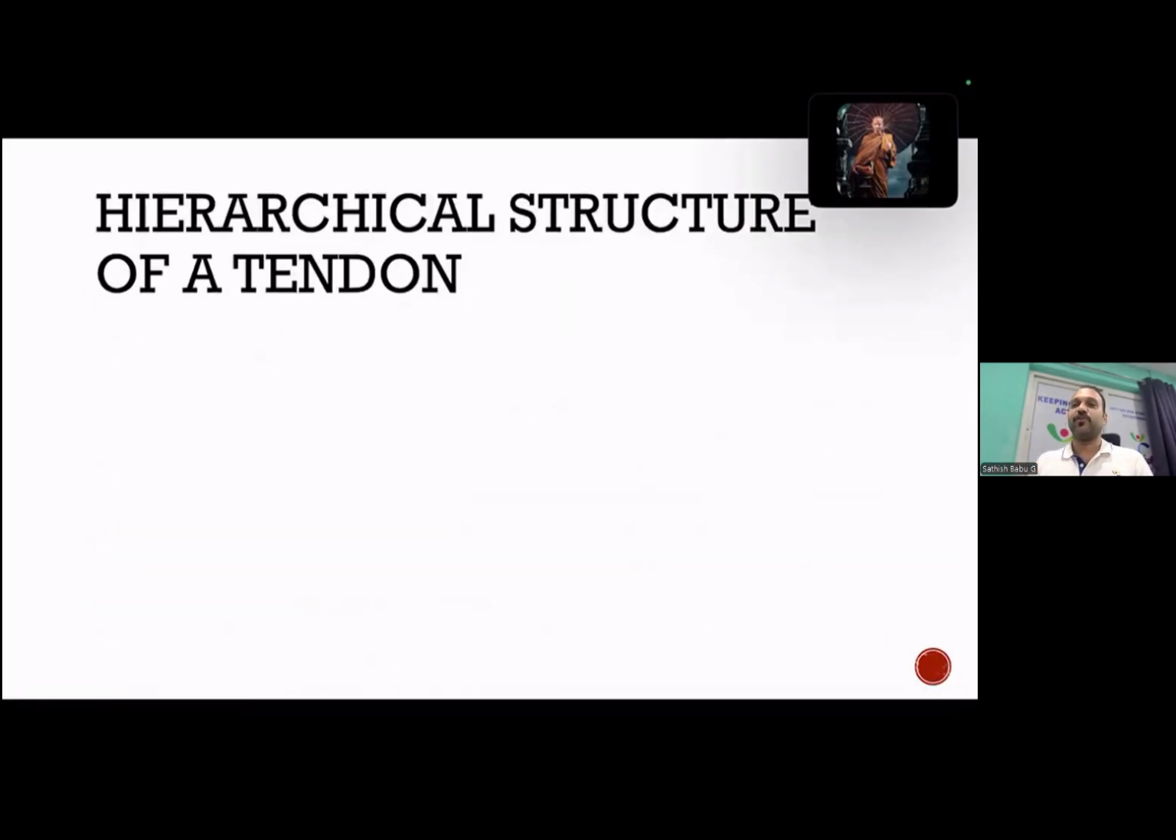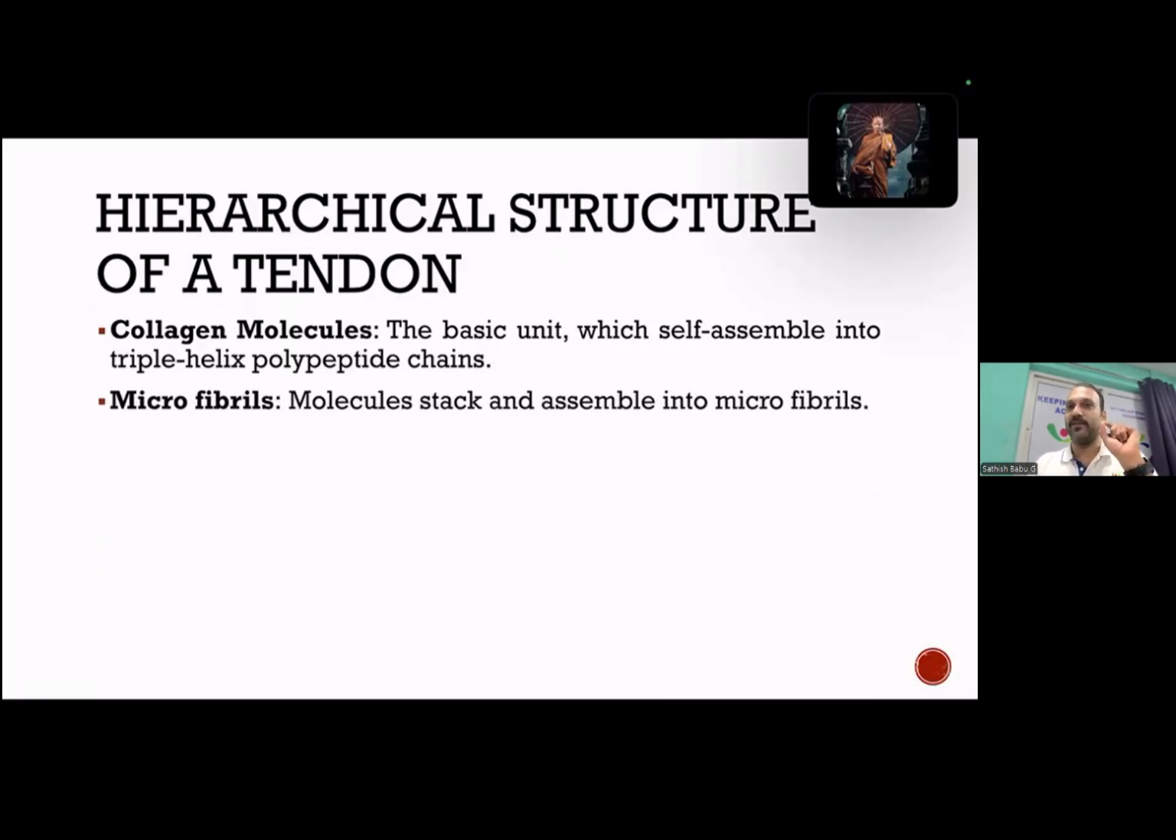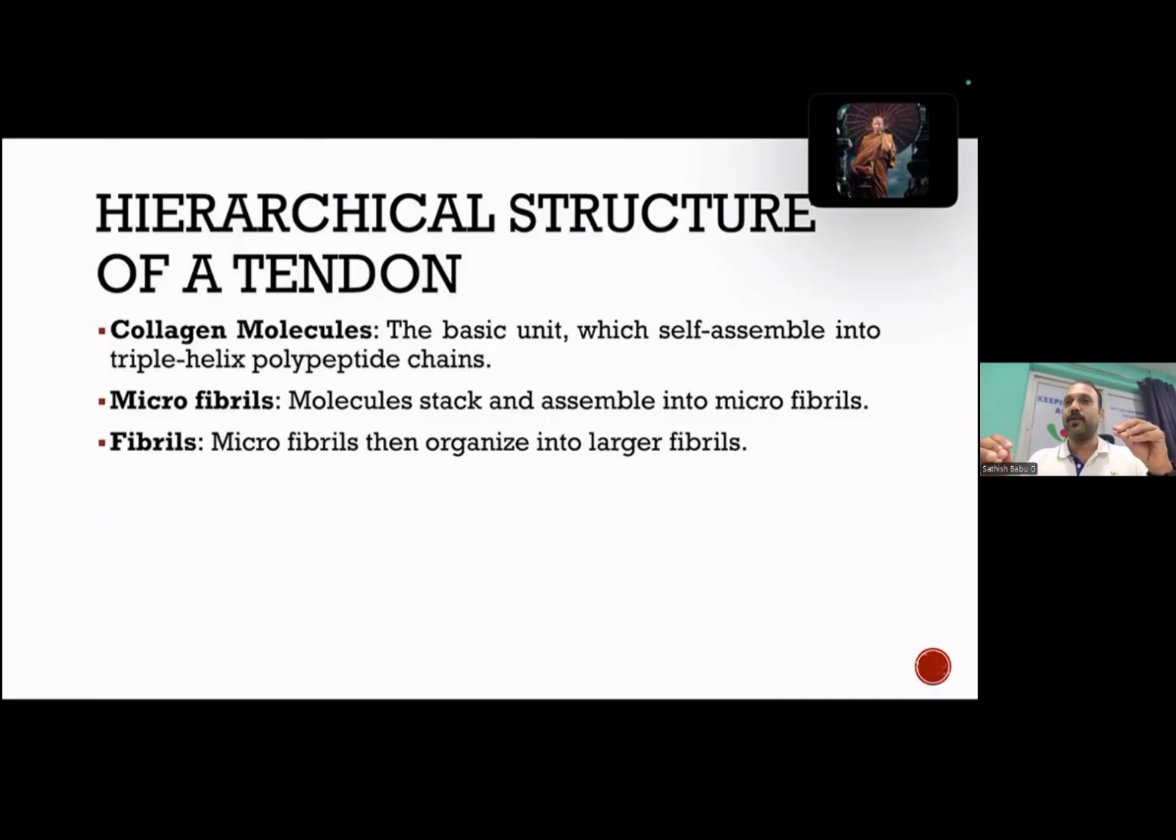So, the hierarchical structure of the tendon. The first one is the collagen molecule, which is the very basic unit and self-assembles into a triple helix polypeptide chain. That is a protein, collagen. Then the collagen molecules stack and assemble into microfibrils, which are very thin filaments. These microfibrils convert into fibrils, so many microfibrils organize into a large fibril.